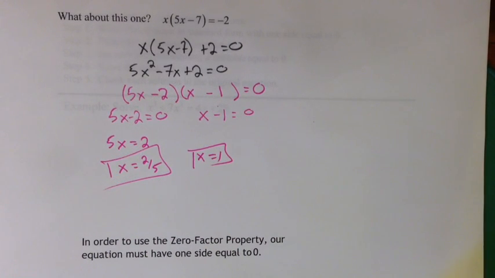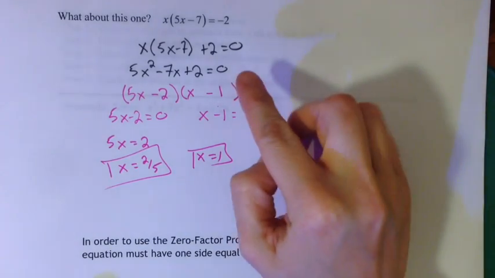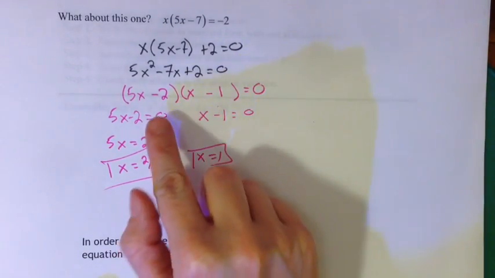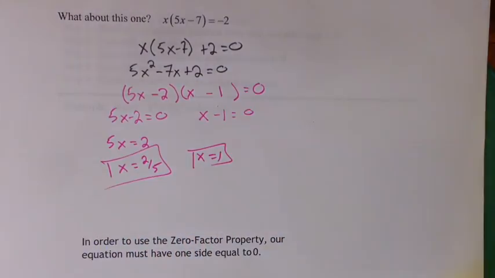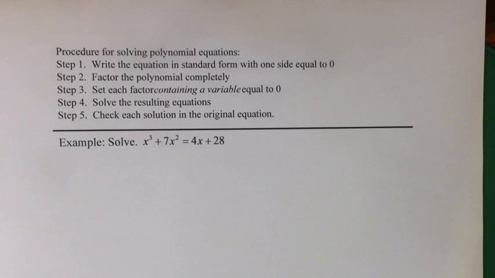Again, the point of this example is really to drive home the idea that in order to use that zero factor property, your equation needs to be set equal to 0 on one side, and you need to end up with something multiplied by something else equal to 0. With that, we can go ahead and write a list of steps for solving polynomial equations.